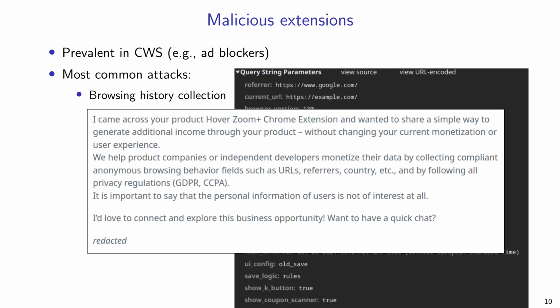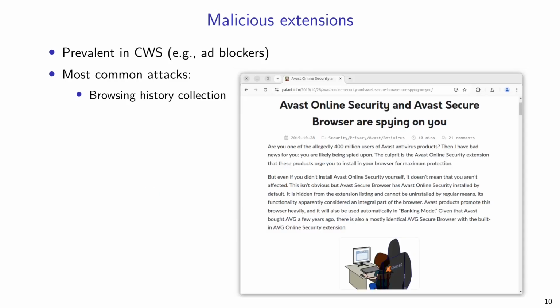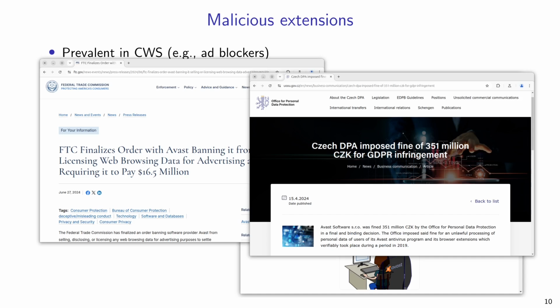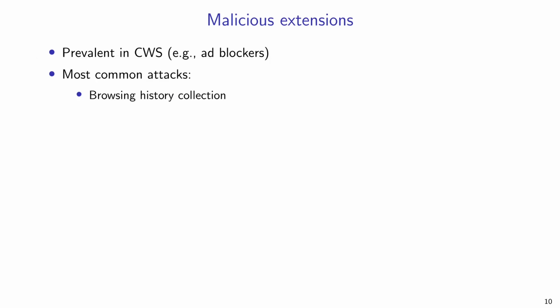The Chrome Web Store policies prohibit collecting private information that is not necessary for the purpose of the extension, so this would be a violation of these policies. Nevertheless, the notorious Avast browser extension collected each visited URL under the pretext that the collection was necessary to improve the functionality of their product, while in reality, the collected data was sold to advertisers. The result was that Avast was fined by the FTC and also by the Czech Data Protection Authority for violations of the GDPR.